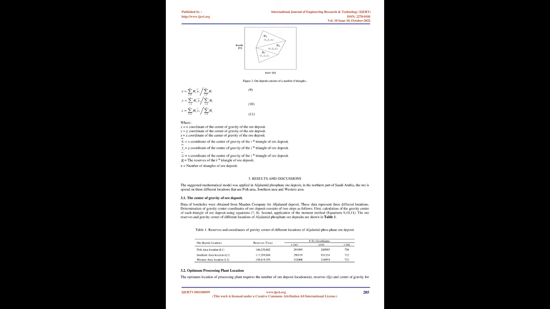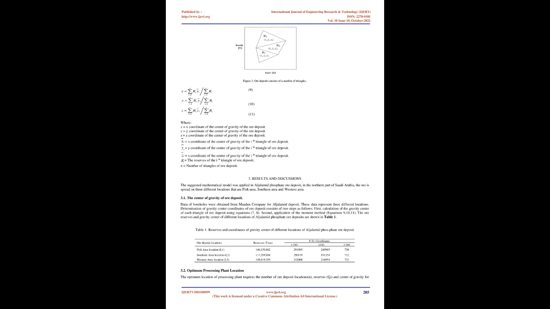The current model was applied in Aljalamid area of Saudi Arabia, where the ore is located in 3 locations that are Fish, Southern, and Western. In this case, selection of optimum location of processing plant represents a real challenge. The suggested model studied factors such as number of locations, reserves in each location, transportation costs of 1 ton for 1 unit distance in different locations, and the distance from the gravity center of each location to optimum location of the processing plant. 2. Theoretical consideration.